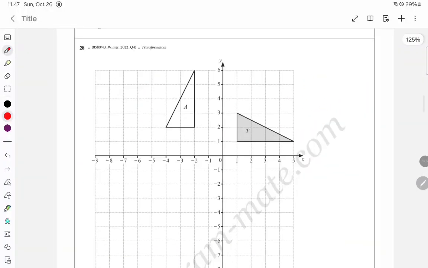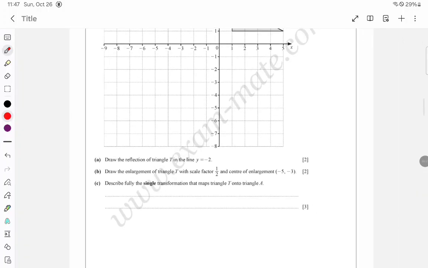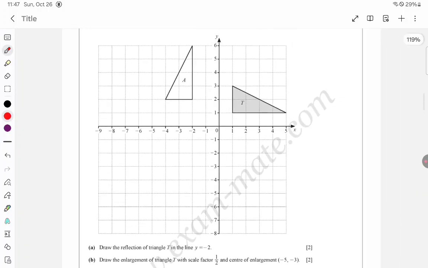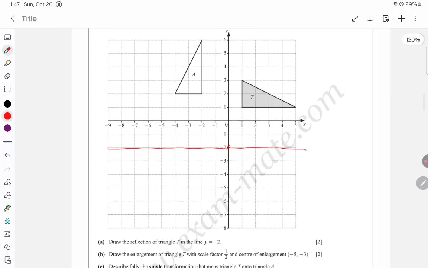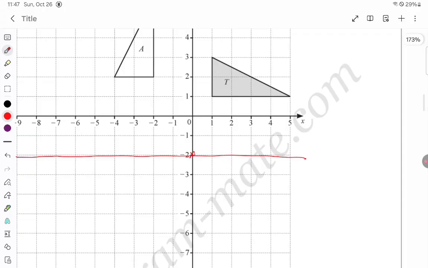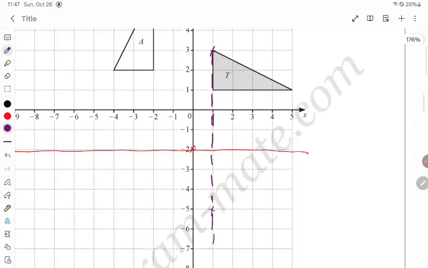Now in question 28, draw the reflection of triangle T in the line y equals negative 2. Y equals negative 2 is here. Since y is not changing, make a straight horizontal line, and we have to draw the reflection of triangle T. So calculate the distance and mark the point, like from here 1 unit, 2 unit, 3 unit, from here 1 unit, 2 unit, 3 unit, mark first point, and from this mark points 1 unit, 2 unit, 3 unit, 4 unit, 5 unit.